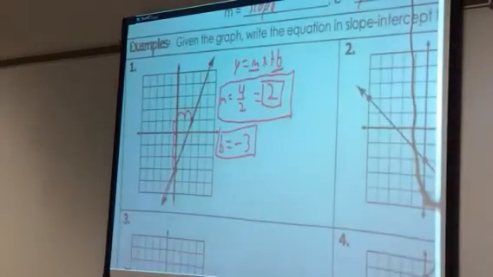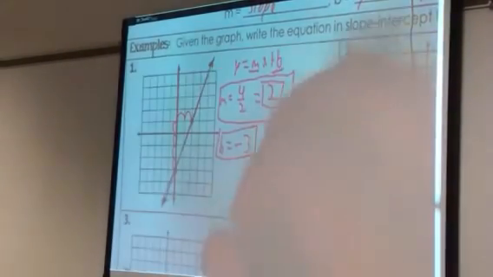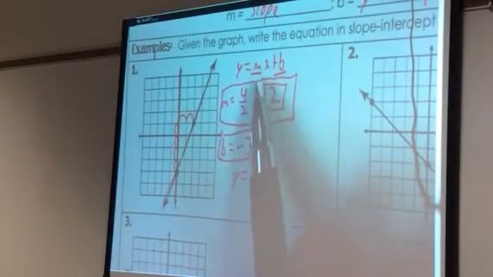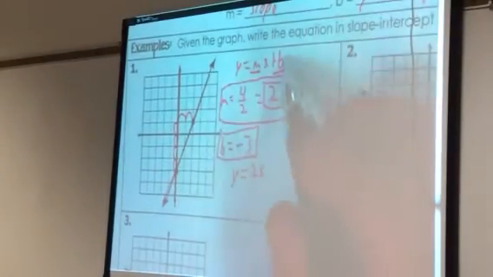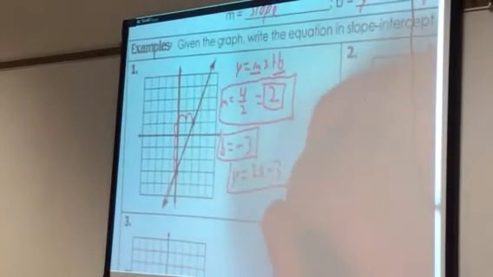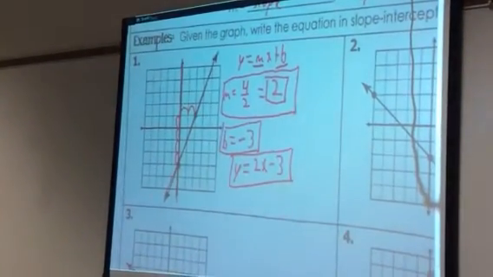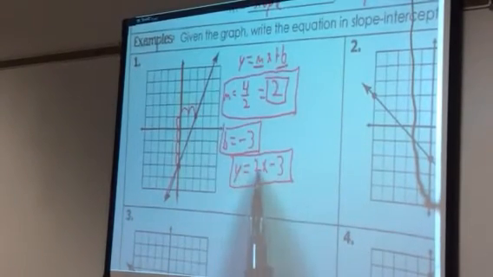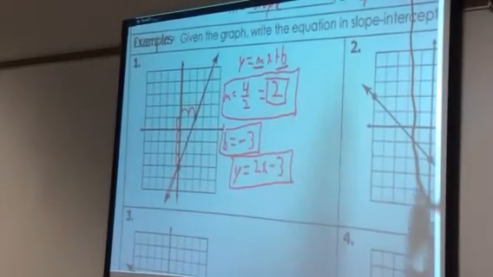Now all I have to do is put those into my equation. So I have y, that stays the same. What did I already say my m is? 2, so it's y equals 2x plus b. My b is negative 3, so that would be minus 3. If you wrote plus negative 3, that's fine. You just have to write it again as 2x minus 3. But that's all you're doing. You find your m, putting it where the m is at. You find your b, putting it where the b is at. That's simple, right?